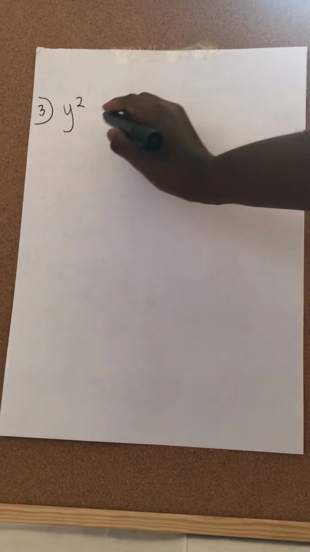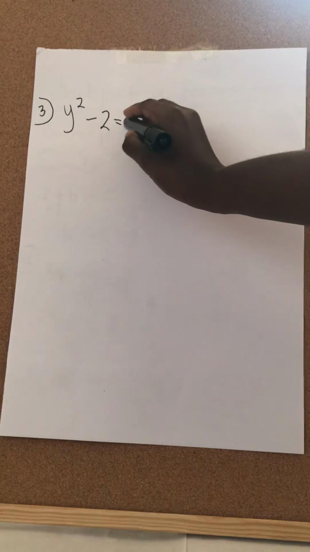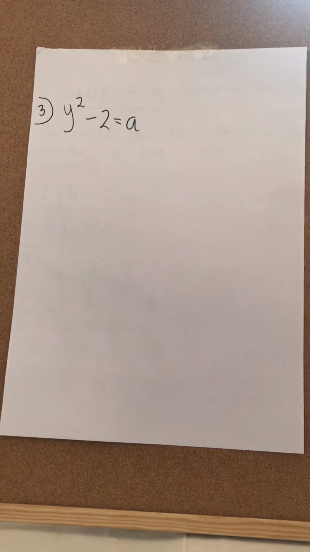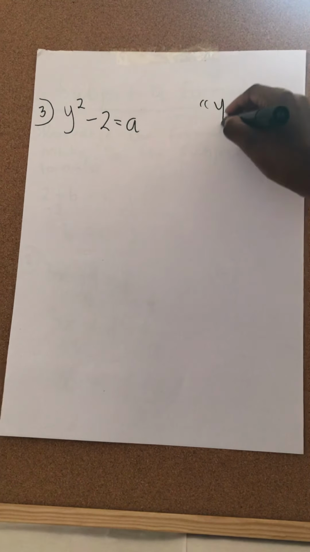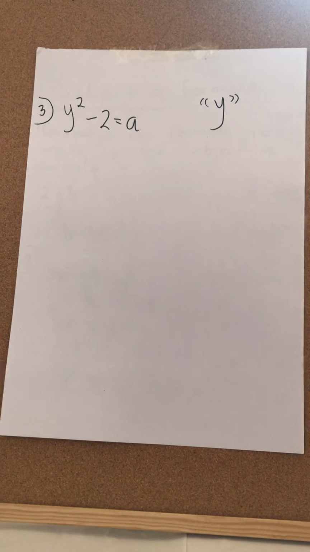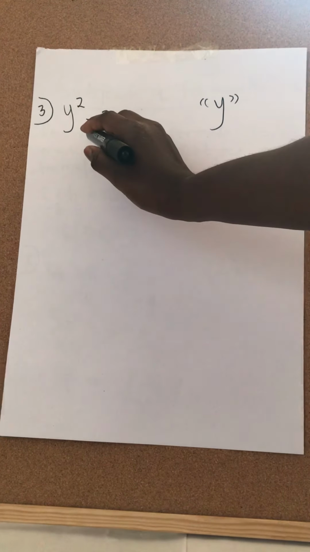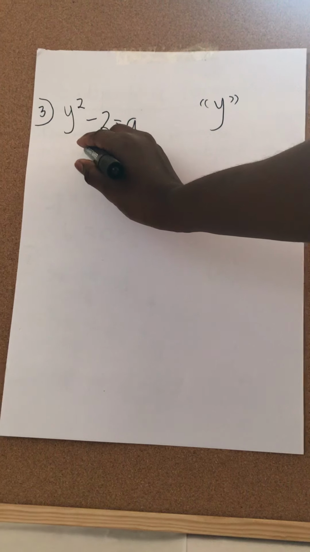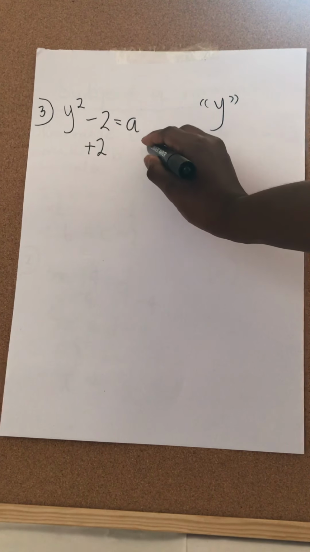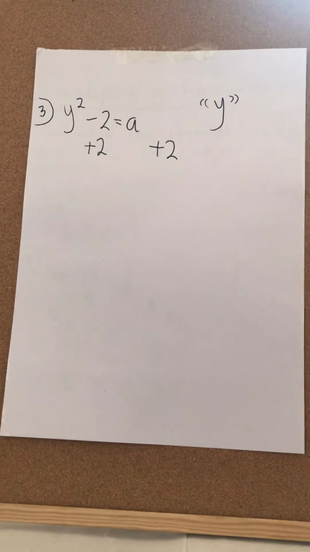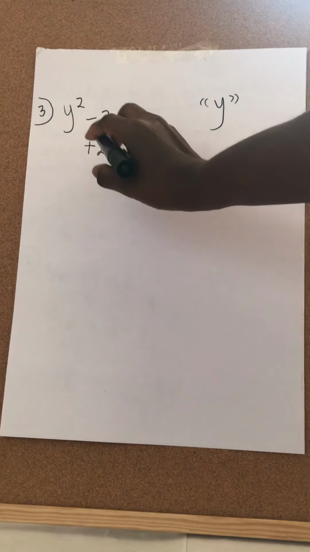Let's do y squared. So this is example number 3. y squared minus 2 is equal to a. What do I make the subject of formula? I'm going to make y the subject of formula. So I need y as the subject of formula, not y squared. I need to get rid of this minus 2 first by doing the inverse, which is plus 2. Once you do the inverse, then you get the 0. So it's minus 2 plus 2 is 0.